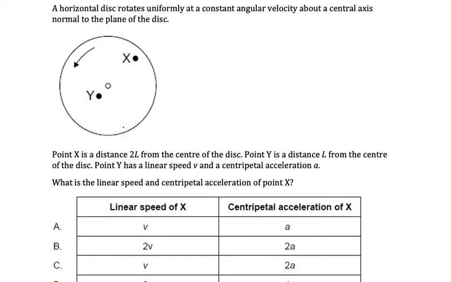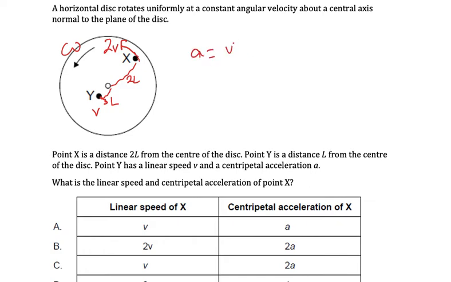Number 7, we have 2 points X and Y. Sorry. We know X is 2L from the center, and we know Y is L from the center. So as they travel in their circular motion, the tangent velocity will be proportional to the radius, because they have the same angular velocity. So if this is moving with linear v, this is moving with linear 2v.